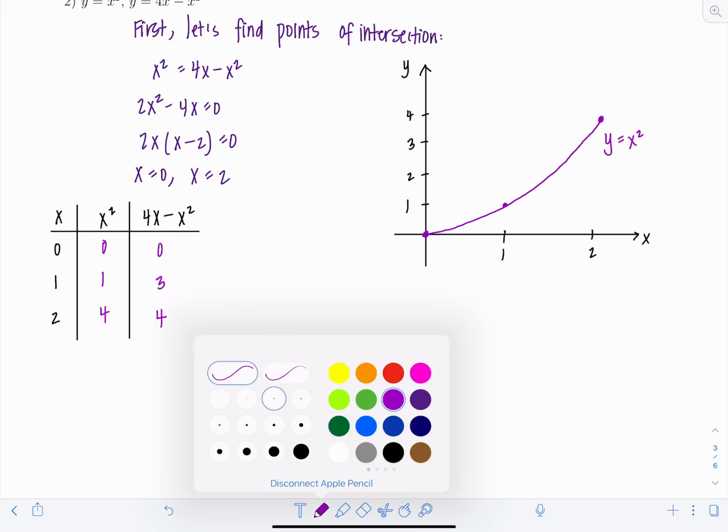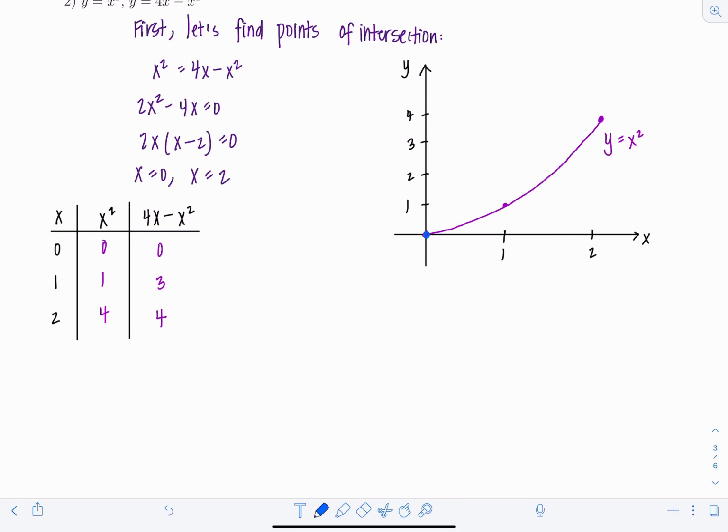Now y equals 4x minus x squared, also 0, 0. Then it will go through 1, 3. And then lastly, 2, 4, where they intersect, and we expected that. Okay. So this is y equals 4x minus x squared. So let's shade the area that we're trying to find. It's all of this.